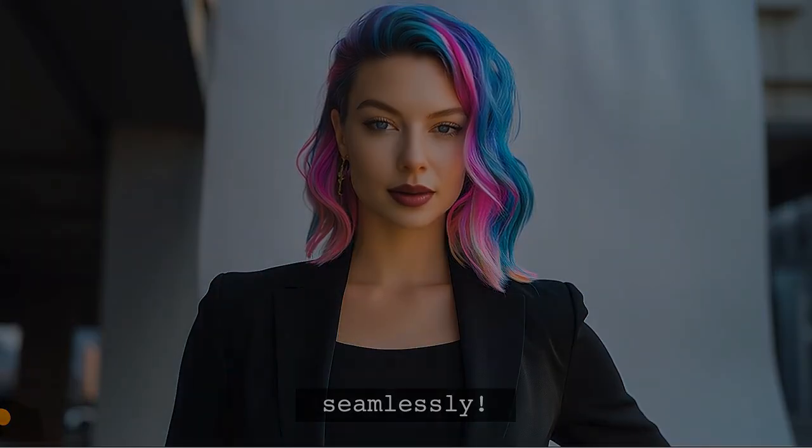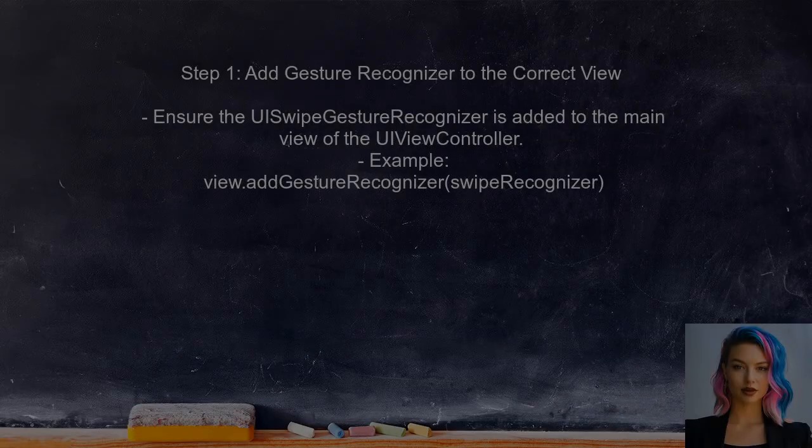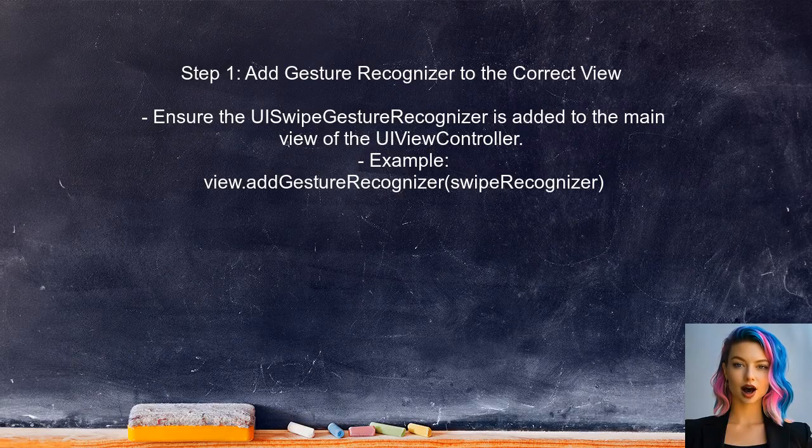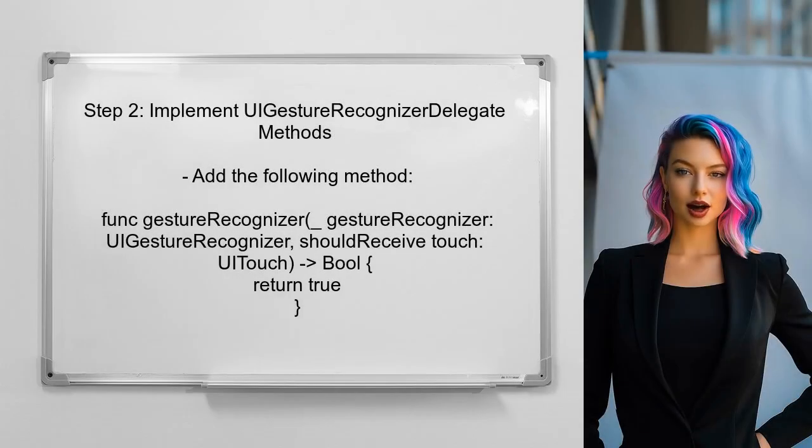To resolve the issue with the swipe gesture not working, the user should first ensure that the gesture recognizer is added to the correct view. In this case, it should be added to the main view of the view controller, not the table view. Next, the user should implement the UI gesture recognizer delegate methods. This is important to allow the gesture recognizer to recognize gestures when interacting with the table view.